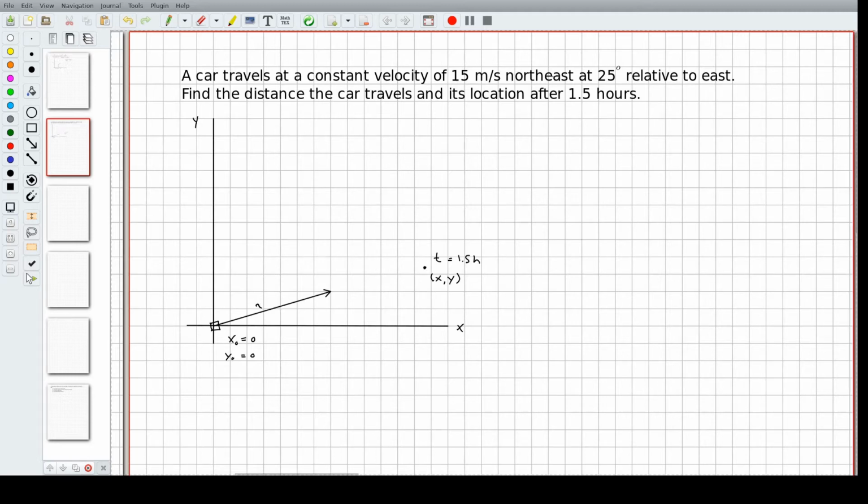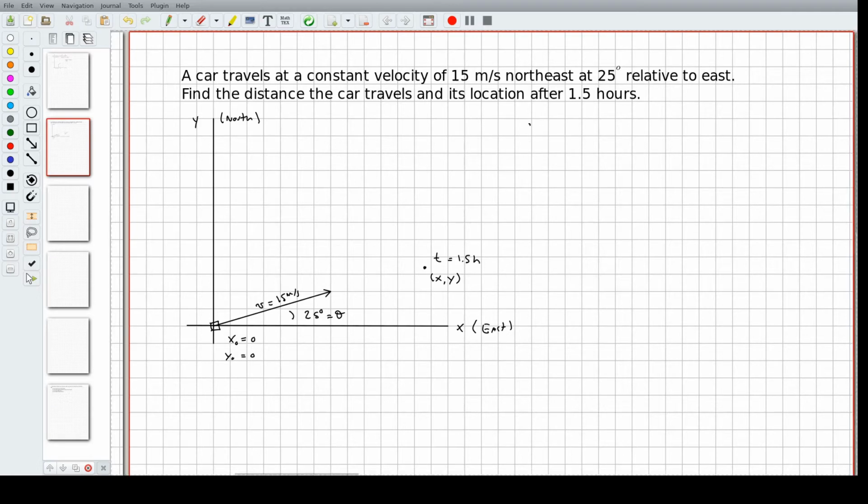Now, the car has got a velocity. Its magnitude is 15 meters per second. And it sits, if you think of x as east, and you think of y as north, it sits 25 degrees above the x-axis. Now, that seems to be about all the information that we've been given.